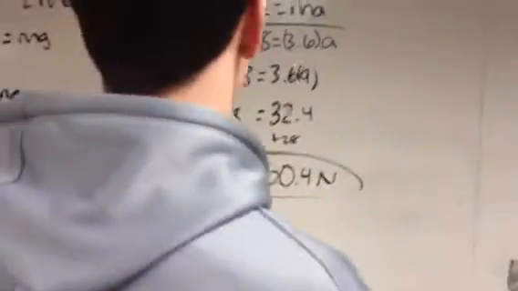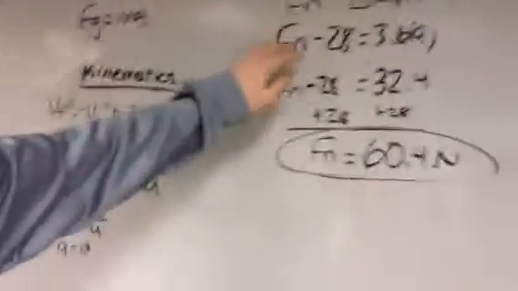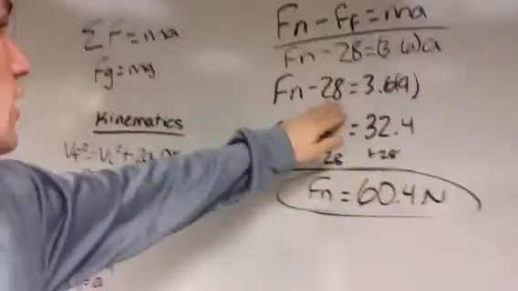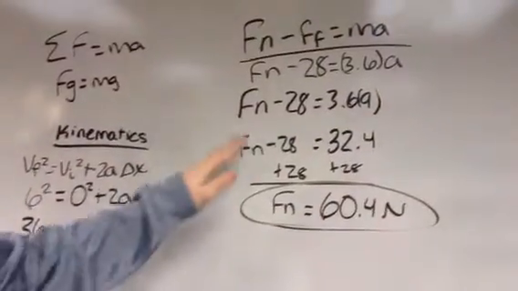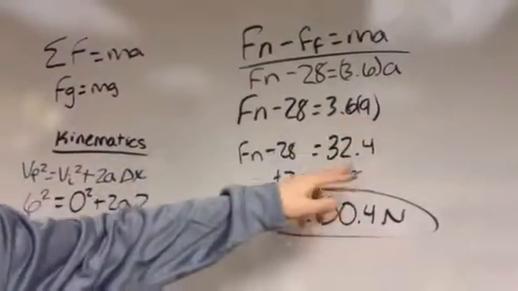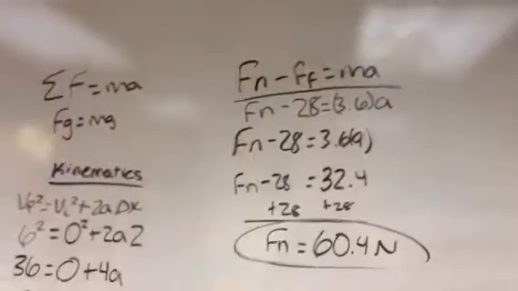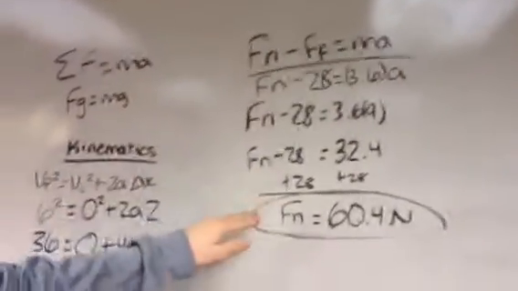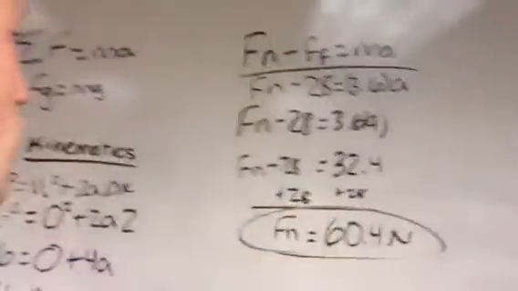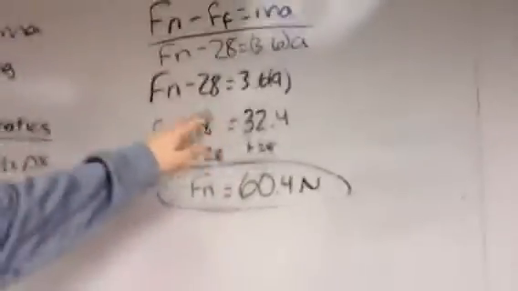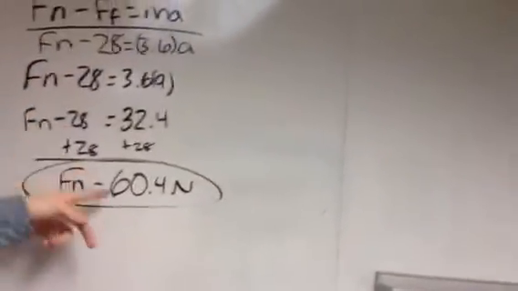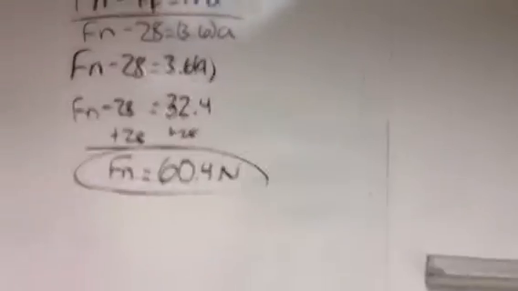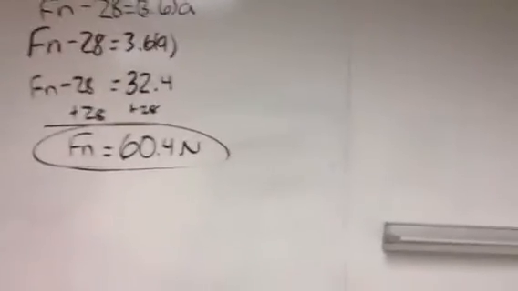And now that we know this, we can now say that Fn minus 28 is equal to 3.6 times 9. And once we multiply 3.6 and 9, we get 32.4. And to get the final force normal, we add 32.4 plus 28, which is 60.4 newtons. And that's how we solved the amount of force I put on the chair.